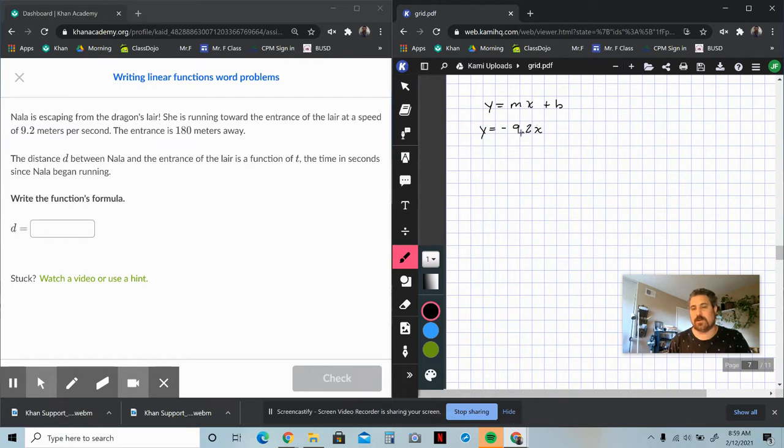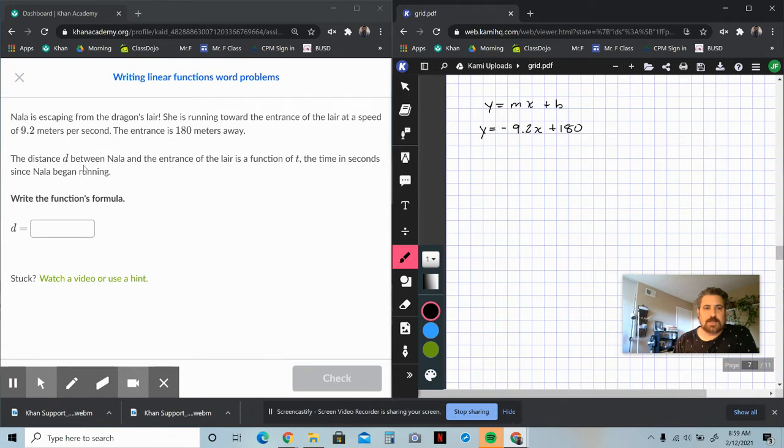Or you could think of it the other way around. I suppose you could make the distance away minus 180 meters, but we're going to make the 180 positive. So the entrance is 180 meters away, so that's plus 180. And this will tell you how many seconds it will take her to get to 0. And if she gets to 0, that would be at the exit.